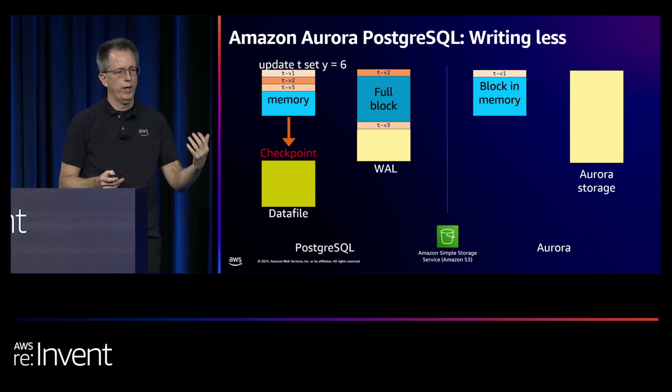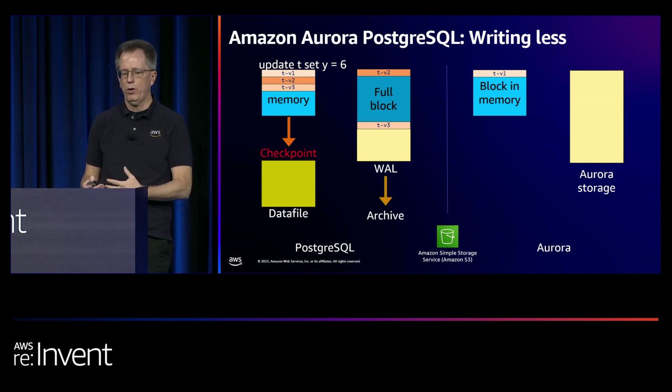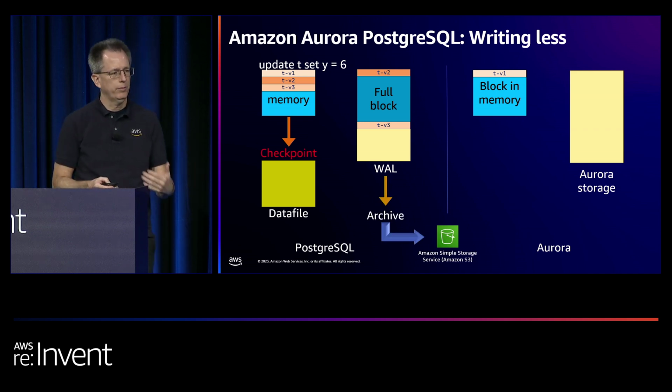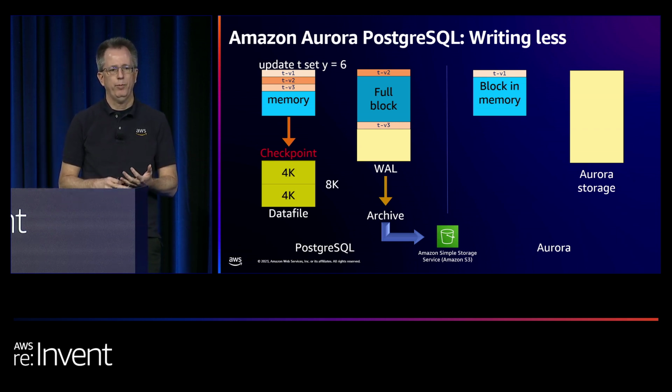So this is work we have to do to write all the changed data blocks out to the data files, right? We also have to archive the WAL out, and we have to back all this up to S3. So that checkpoint we were doing, it's 8K on Postgres, 16 on MySQL. But the operating system's doing things in 4K chunks.